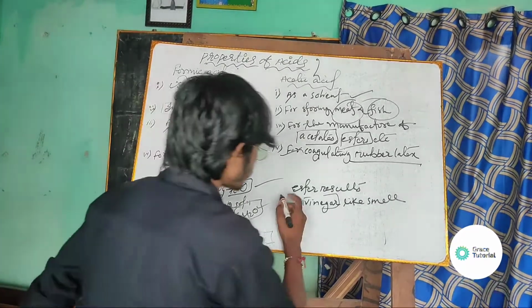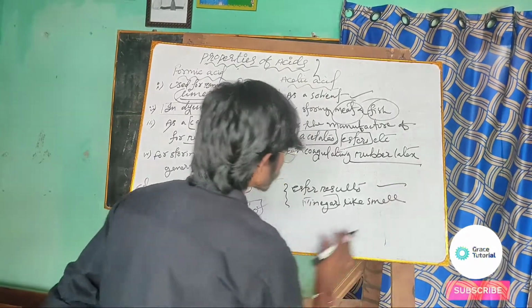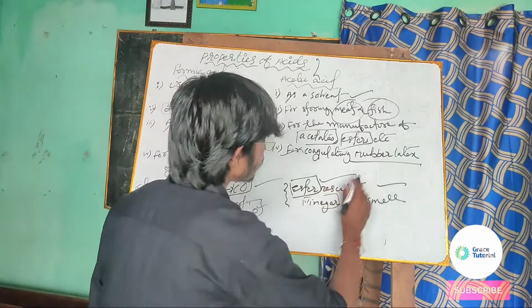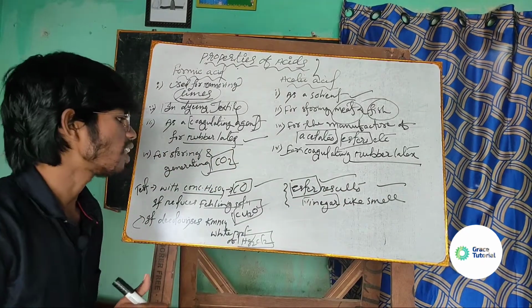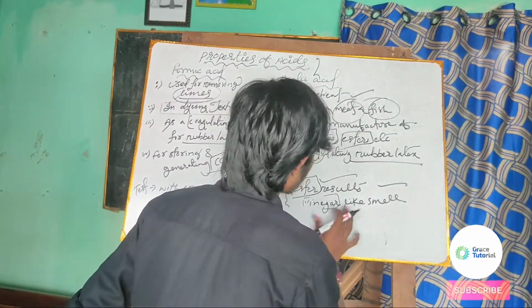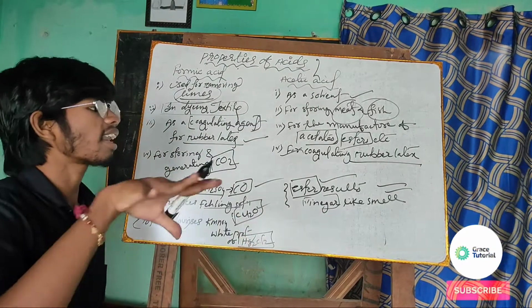So what is the test of acetic acid? I have written here 2 tests. One is that the acid reacts with the alcohol to form the ester. That is the first test. That means esterification is also one of the tests. And the next one is the vinegar-like smell. Acetic acid has the characteristic vinegar-like smell.